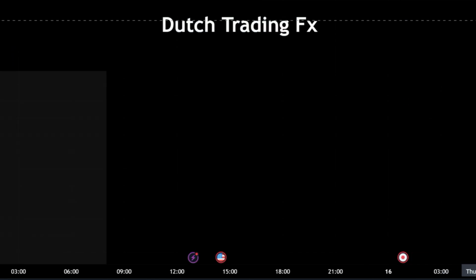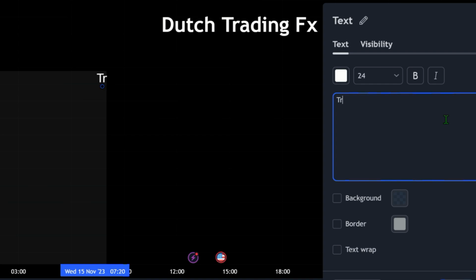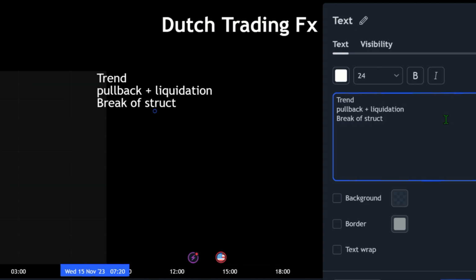There are a couple of elements that are important when it comes down to trading this strategy. First one, you need to be in a trend. Second, you need to have a pullback with a liquidation. Then you're looking for the break of structure, and then you enter on an order block.